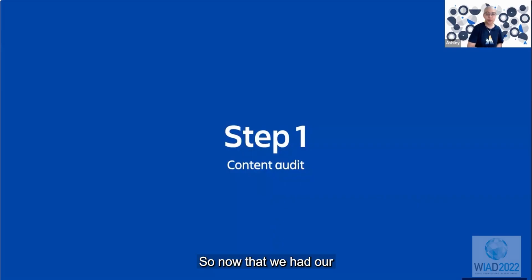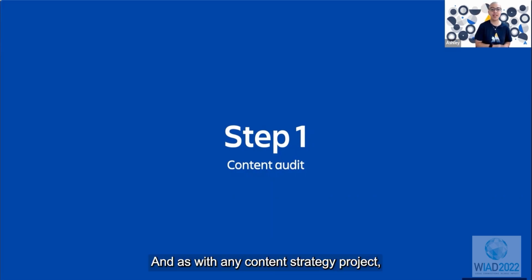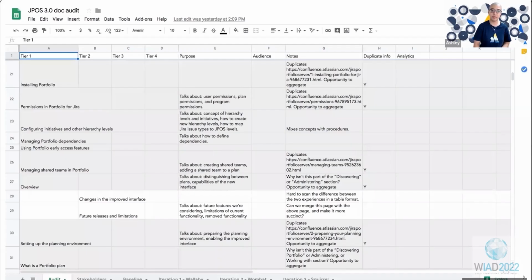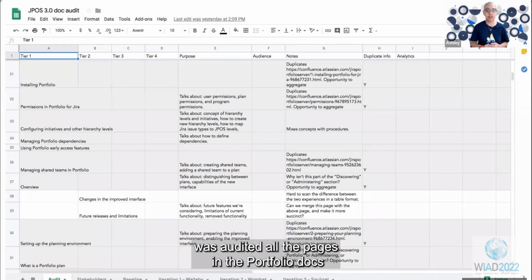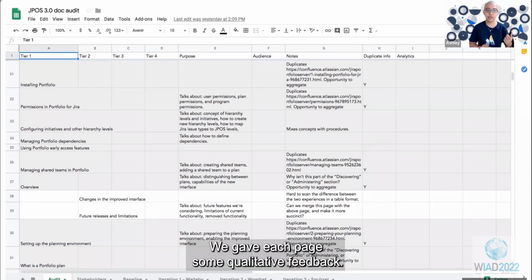So now that we had our mission down pat, we started the groundwork. And as with any content strategy project, a content audit is a solid first step. So what we did was audit all the pages in the portfolio docs, focusing on the following. We outlined what each page was trying to achieve. We gave each page some qualitative feedback.